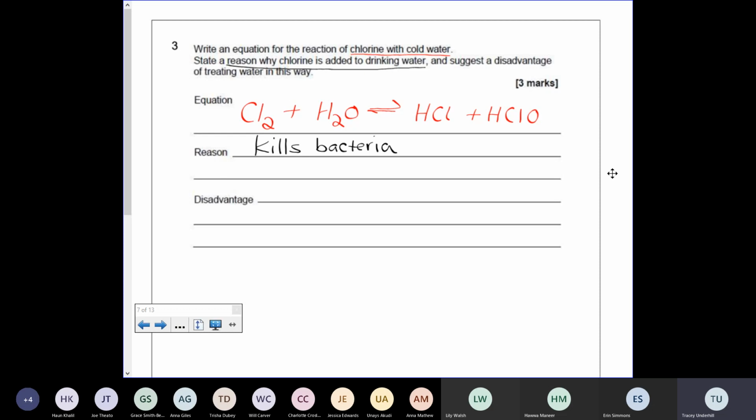And then suggest a disadvantage of treating water in this way. There's quite a few you can have. Some people are a little bit allergic to the chlorine. It doesn't particularly taste nice, so either of those. There are others as well.